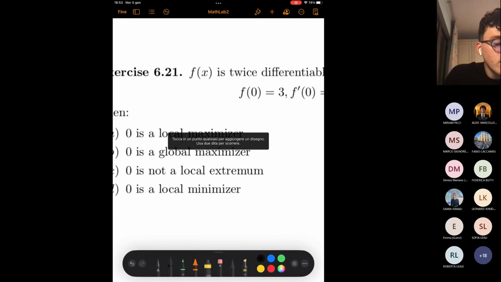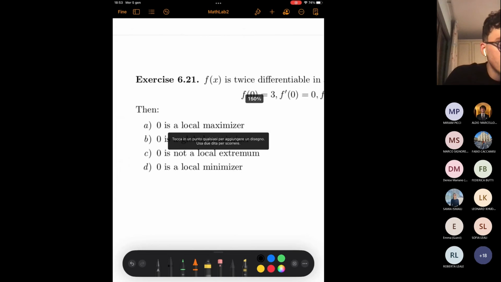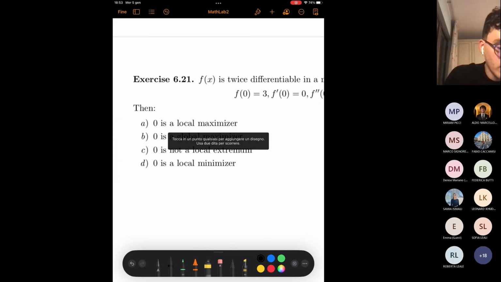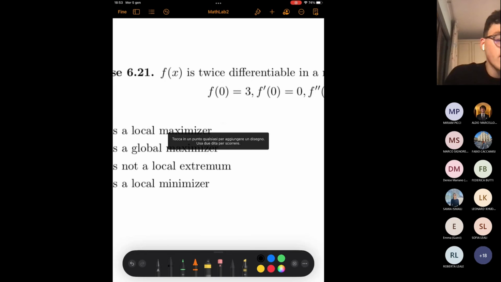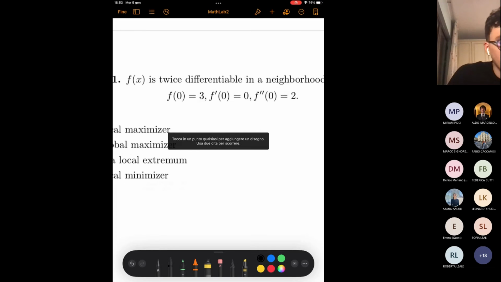So at point x equal to 0, the function takes the value y equal to 3. With respect to the first derivative, at point x equal to 0, the derivative of the function is equal to 0. And the second derivative of the function, at always the same point, is equal to 2.